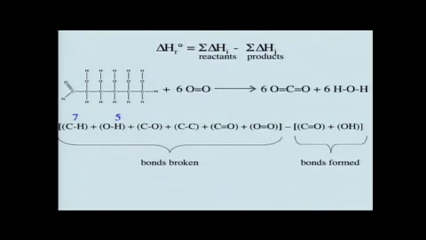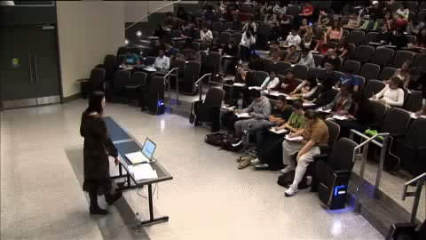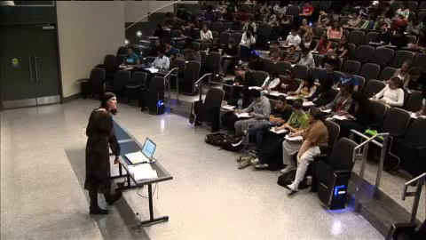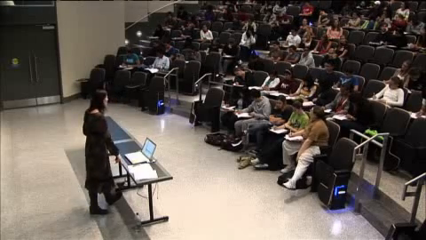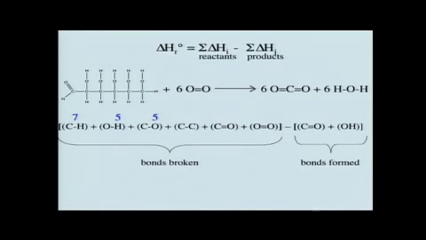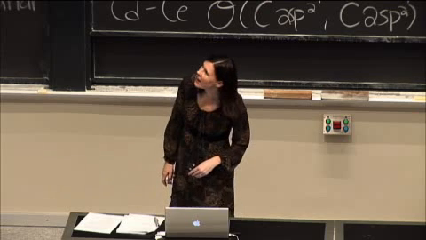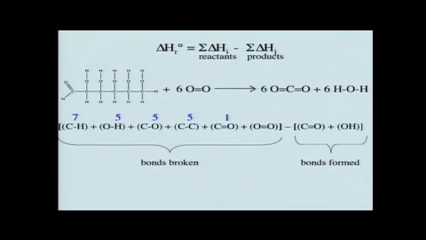How many CO single bonds do we have? What do people think? 5. Yep, 5 CO single bonds. What about CC single bonds? 5 of those as well. CO double bonds? Just 1 CO double bond. And then we have our oxygen molecule to worry about, and we have 6 OO double bonds.